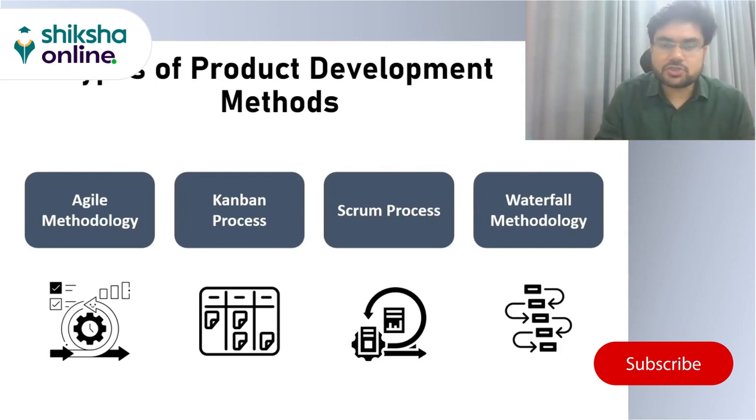The Scrum process of product development again takes its main method of product development from the agile methodology itself. It adopts the same agile framework. It's just that in the Scrum process, the iterations or the ideas are based on the feedback of the teams.